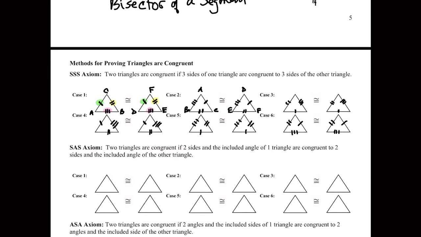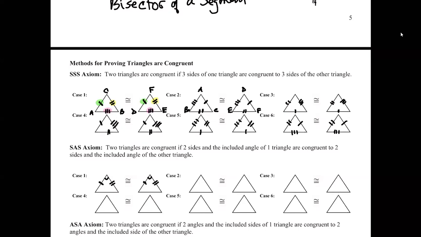If you have 2 pairs of corresponding congruent sides and the included angle is also congruent, then the triangles would be congruent as well. Okay. So that's the SAS axiom. So the way that would look is if you had, let's say this side is congruent to this side, this angle is congruent to this one, and this side is congruent to this one. That's one case.